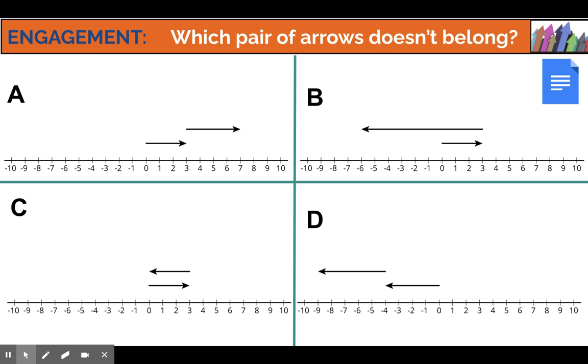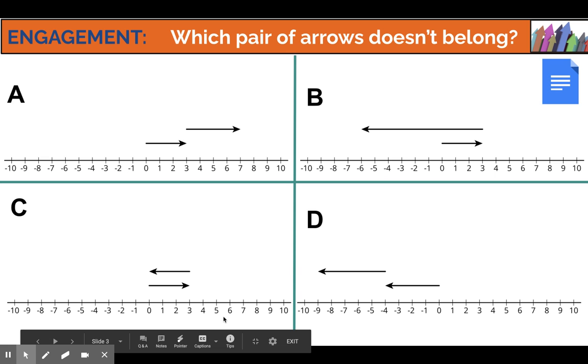All right, let's move to our engagement activity. As you can see by the blue icon in the right-hand corner, this is also in your student companion. So at this time, let's make sure that we've opened our student companion so that we get a grade for today. The engagement activity says: which pair of arrows doesn't belong? Is it letter choice A, B, C, or D? Let's go ahead and put the answer in the chat and see what you think.